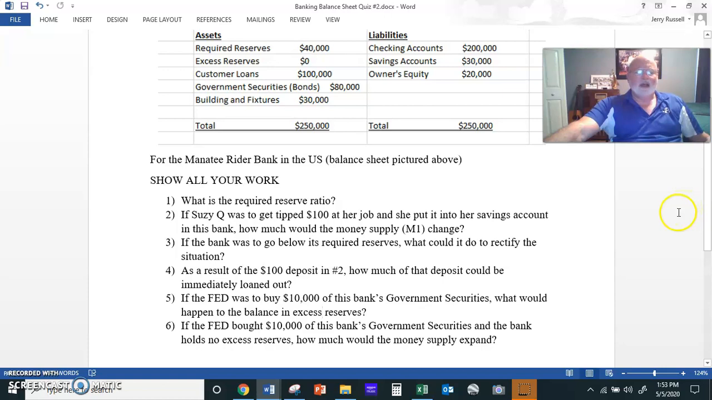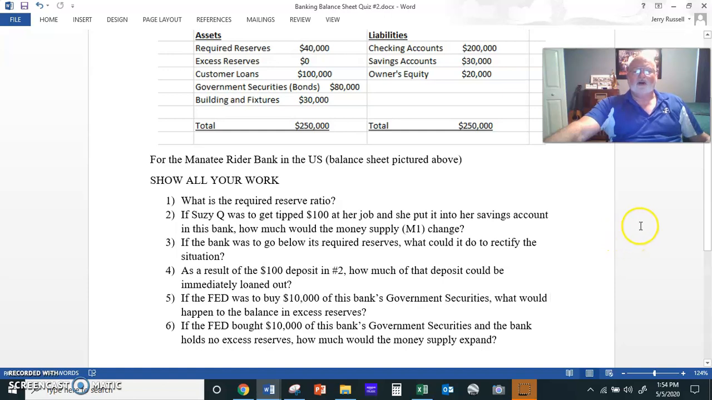If the Fed was to buy $10,000 of this bank's government securities, what would happen to the balance in excess reserves? Well, the balance in excess reserves would go up by $10,000. By the way, number 5 does not affect required reserves because nothing has happened to the balance in the checking accounts. And so any extra money the bank gets would go into excess reserves.